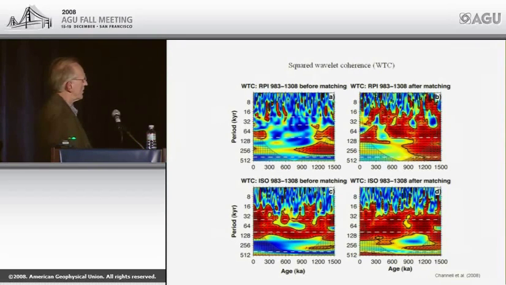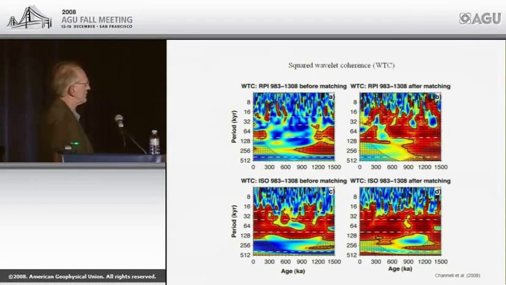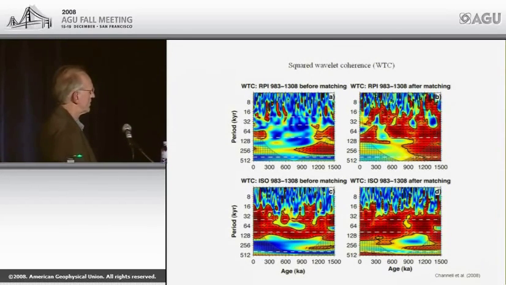It's the coherence bordered by this heavy line. So having increased this area shown in red, we have some reason to believe that we have improved the match, before match and after match, for these two paleointensity records. We can also look at the same two records, but the isotope records. And again, the wavelet coherence map shows that the MATCH routine has improved the correlation of the two isotope records.